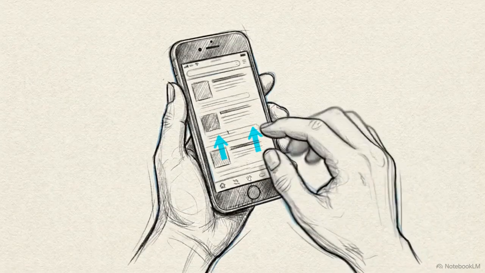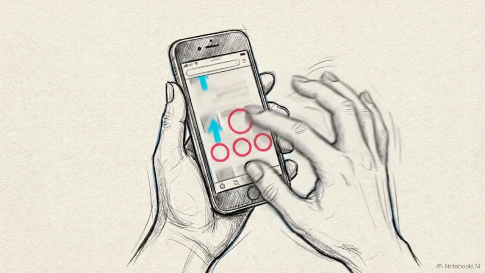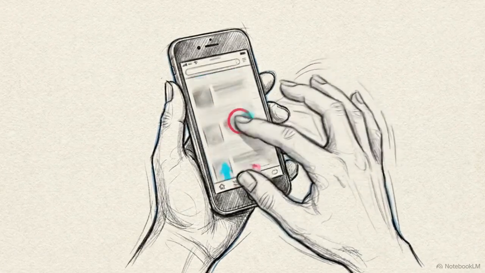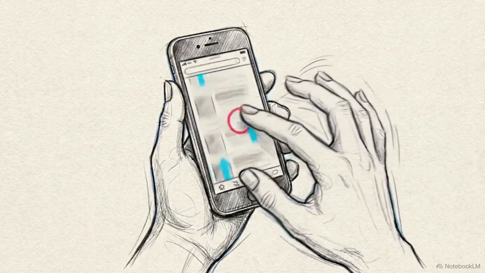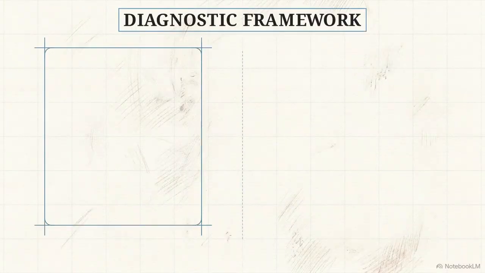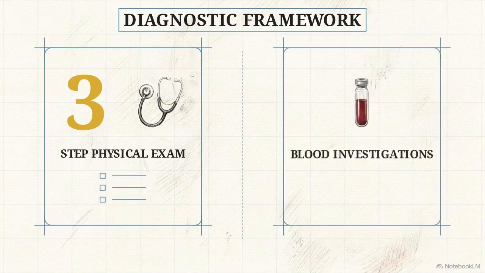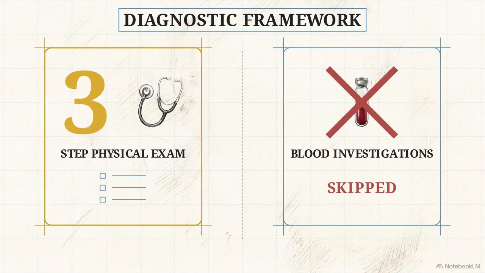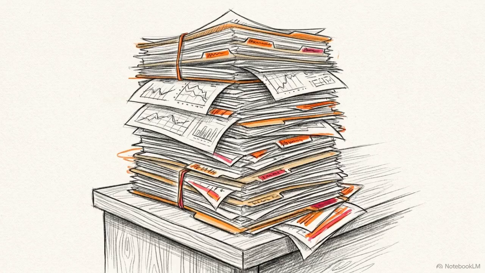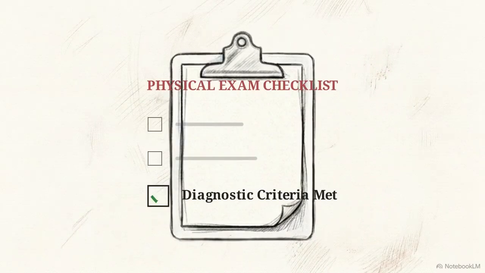So, when a study hack surfaces promising a diagnostic shortcut, it spreads incredibly fast across medical school study groups and online forums. The framework we are looking at today claims you can categorize all major anemias purely through a 3-step physical exam, entirely skipping blood investigations. The appeal is obvious. It promises to take a massive, tangled web of diagnostic lab values and compress it down into a straightforward yes or no checklist.